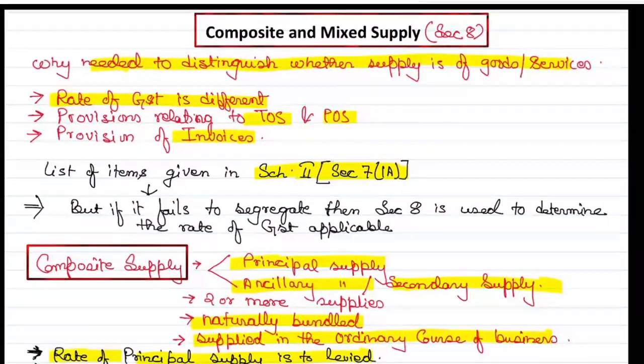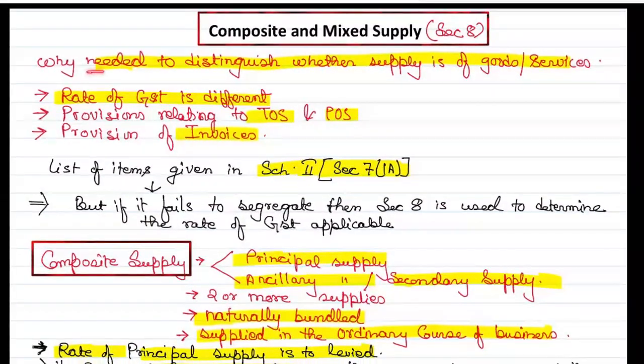See, the first question itself arises, sir, why need to distinguish whether it is a supply of goods or service? Supply है तो GST है, हो गया. Once it is supply, it is GST, charge the tax. Now see, the rate of GST is different. For goods, there is a different rate. For services, there are different rates.